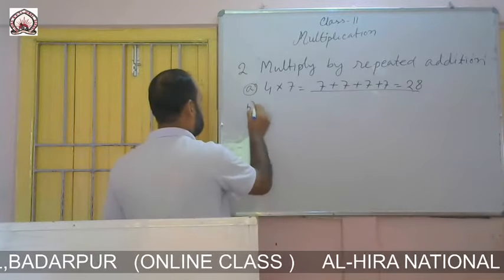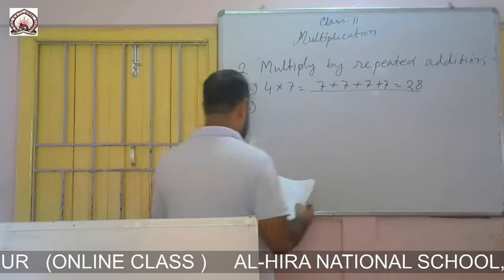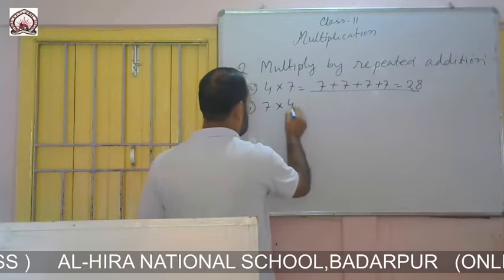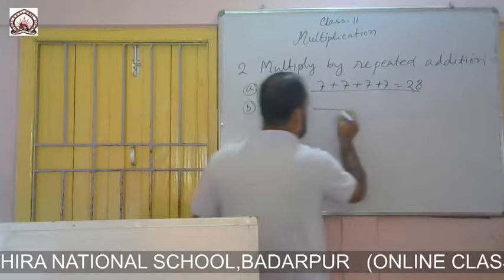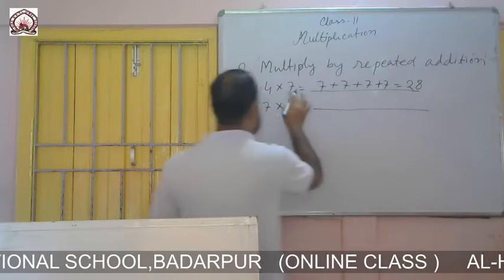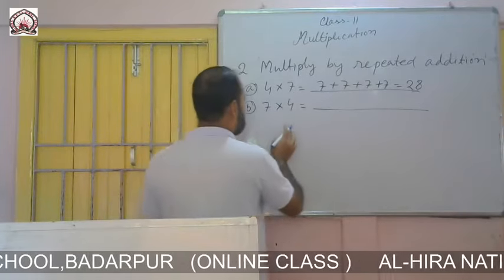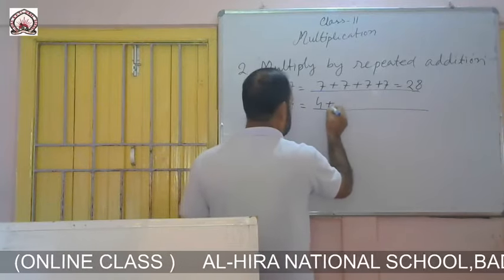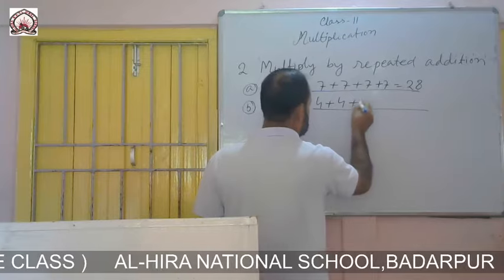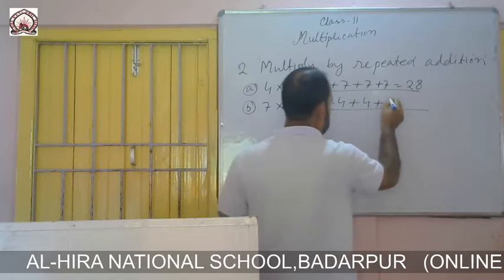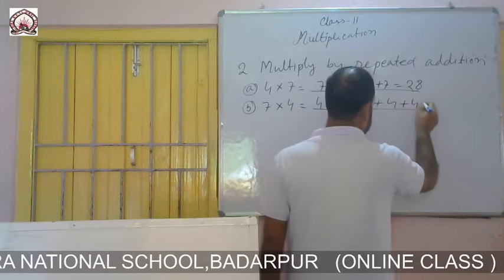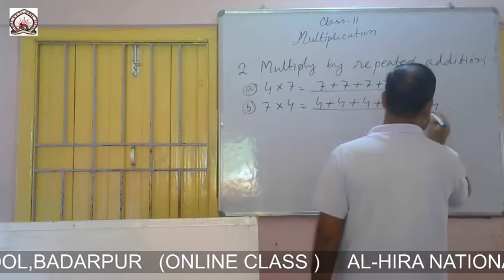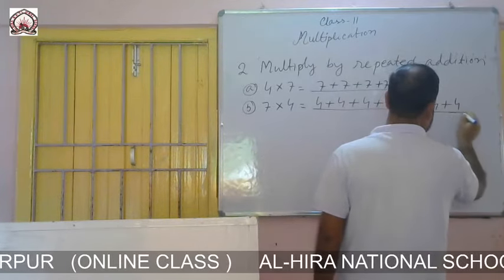Question number B, 7 into 4. Here 7 4 times and there 4 7 times. 4 plus 4 plus 4 plus 4 plus 4 plus 4 plus 4. 1 2 3 4 5 6 7.